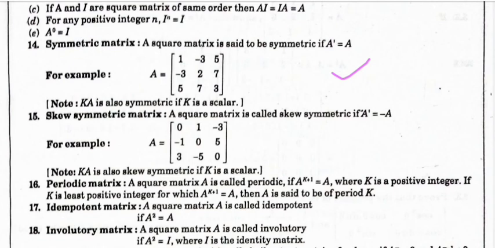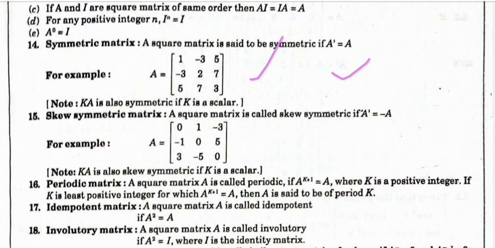For example, A is equal to [1 3 5; -3 2 7; 5 7 3], then it is called your symmetric matrix. So here the given matrix A is your symmetric matrix. Now the notable point is that kA is also symmetric if k is a scalar. Okay. Now the next matrix is the skew symmetric matrix.